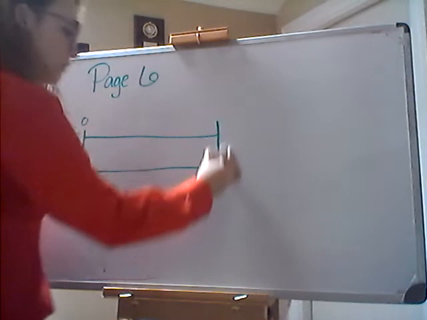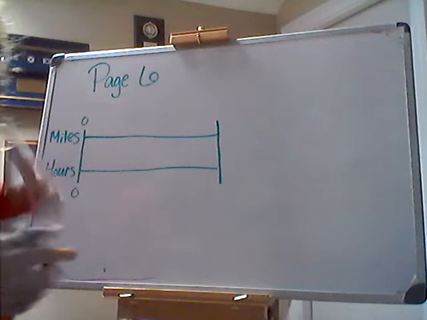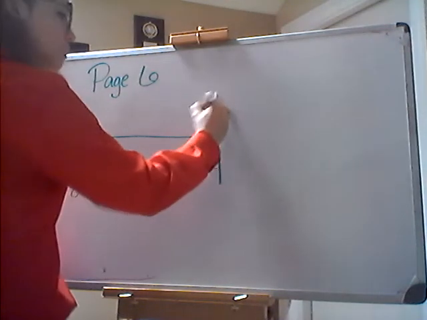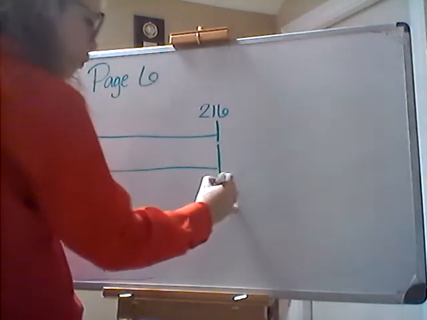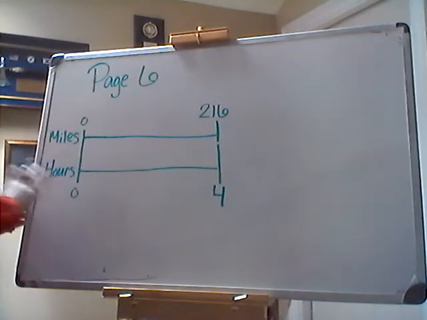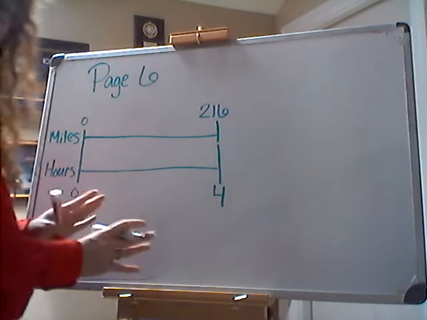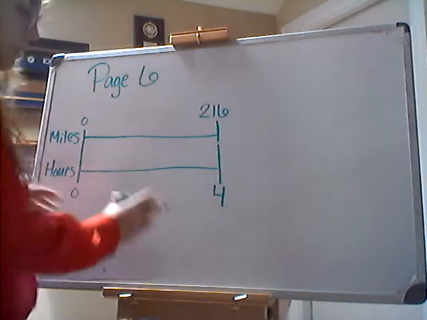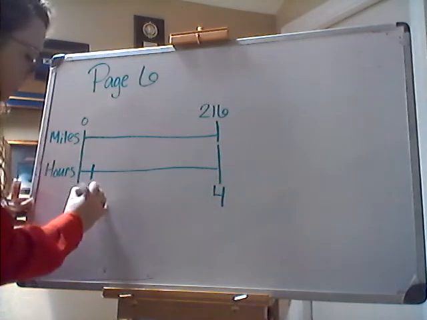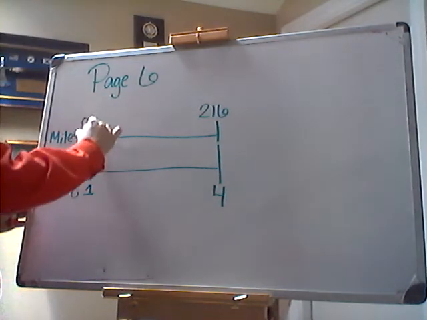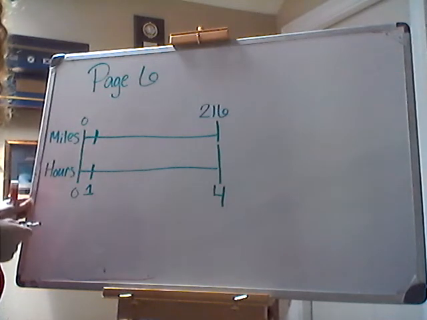Over on this side we put our zeros, on this side we put our totals. Max traveled a total of 216 miles, put that on the miles number line, in 4 hours, put that on the hours number line. Since we're trying to find the miles per hour, we want to know how many miles in 1 hour. So what we're looking for is whatever number of miles would go above 1 hour.